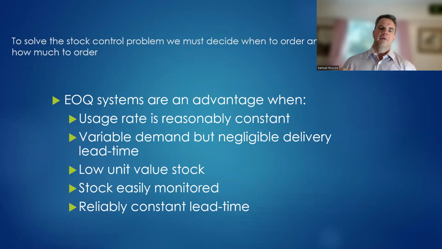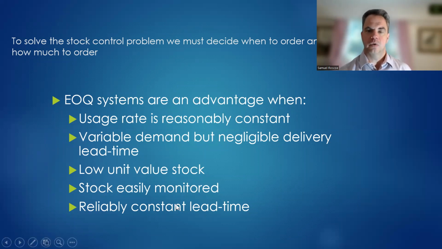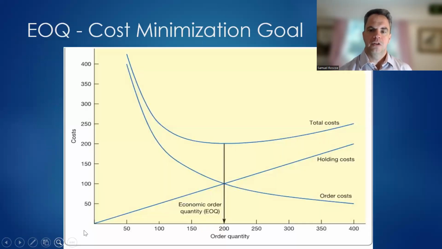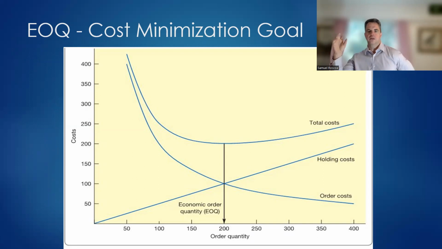The other thing that we have to think about is that our lead times are assumed constant, that our suppliers can deliver regularly at the same time, and that we have a consistent ability to manage and monitor our stock rates. So this particular graph is quite good because it shows you what we're trying to get to in our EOQ. You can see here that we have our holding costs that increase.